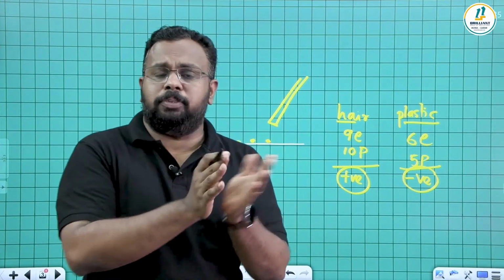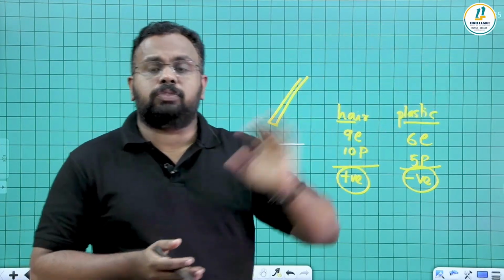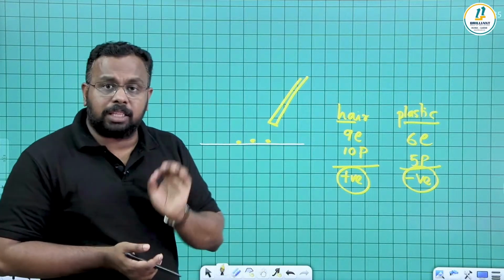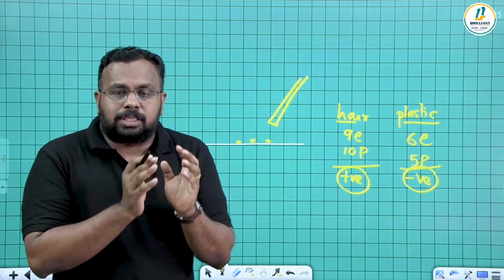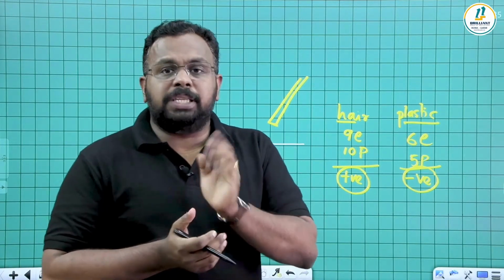When you're rubbing one body with another body, electrons are transferred from one object to another object. This type of electricity has been given a name.